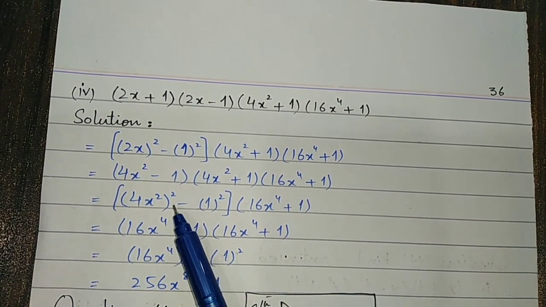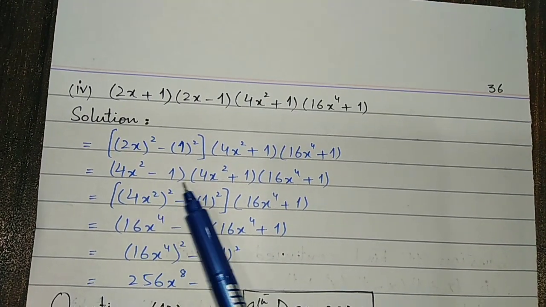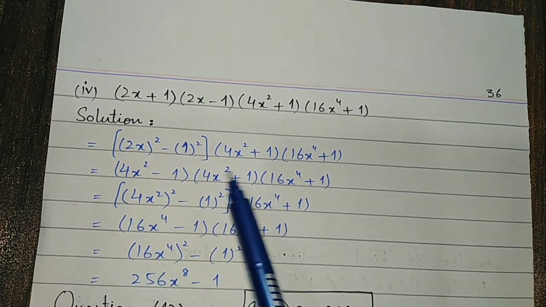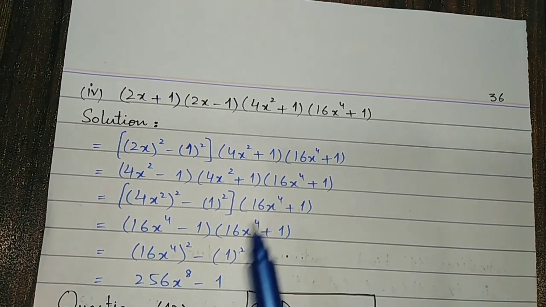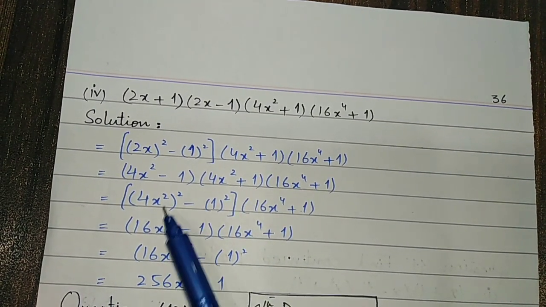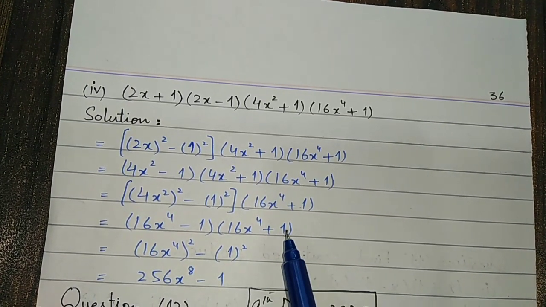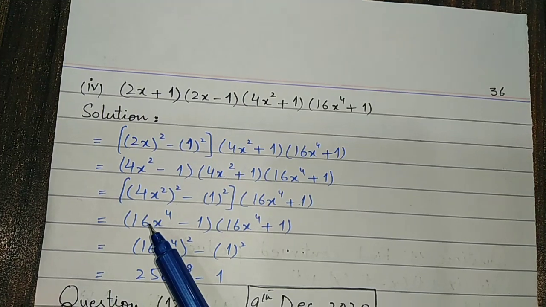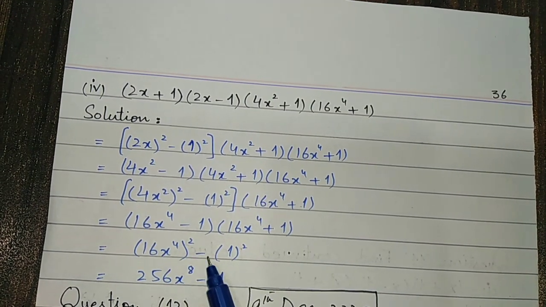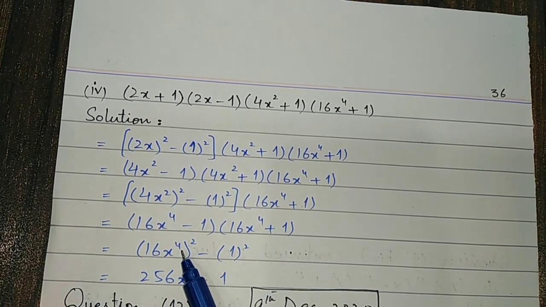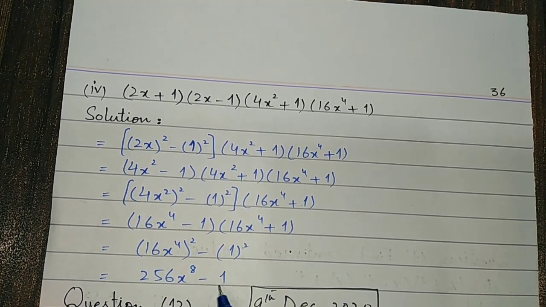So for (4x² − 1)(4x² + 1), that is a² − b², so (4x²)² − 1², and the remaining terms are as they are. That is (16x⁴ − 1)(16x⁴ + 1). Now again applying the formula, we will get (16x⁴)² − 1². So 16² is 256, x⁴ squared is x⁸, minus 1 is the required answer.